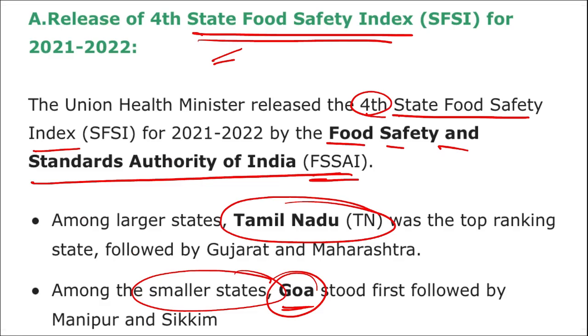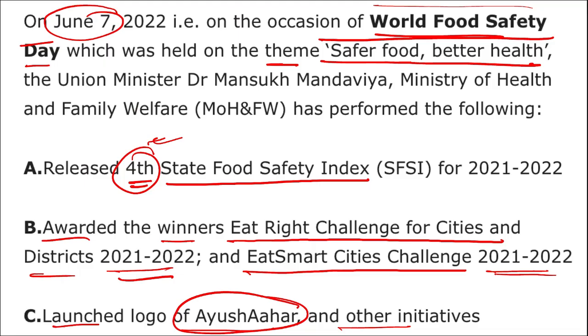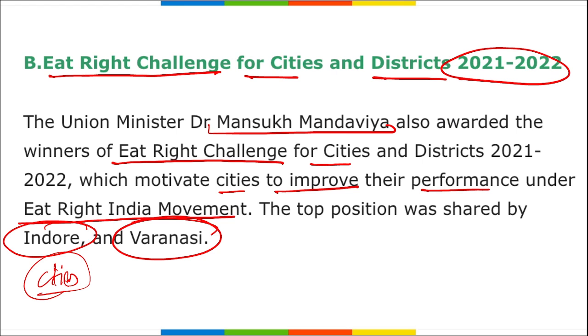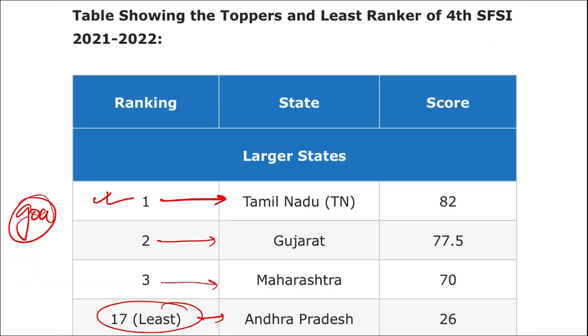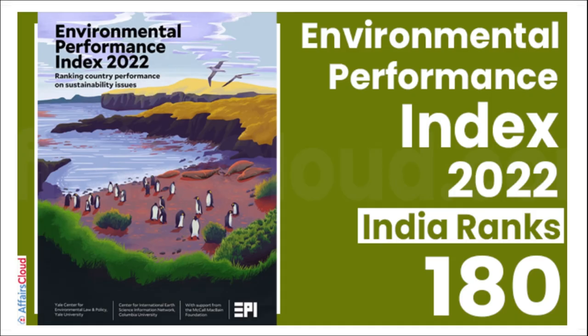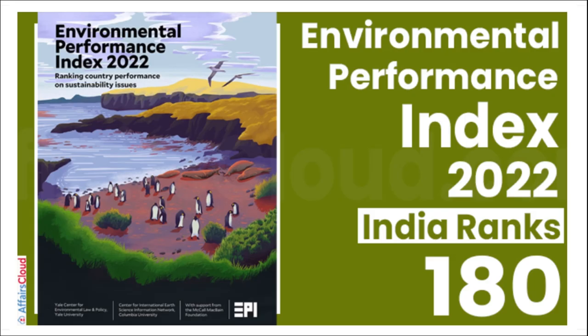So from this whole report, that is the State Food Safety Index, this was the fourth edition released by Dr. Mansukh Mandavia. We can say that this index is released based on all the parameters, all the safety, quality of food, how the food is made, how much nutrition it has. According to all these measures, this report is released, and in this report, which state has topped? It is Tamil Nadu in the largest states and Goa in the small states. And if we talk about the Eat Right Challenge, it was Indore and Varanasi that secured the top position. And this State Food Safety Index was initiated in which year? In 2018-19.